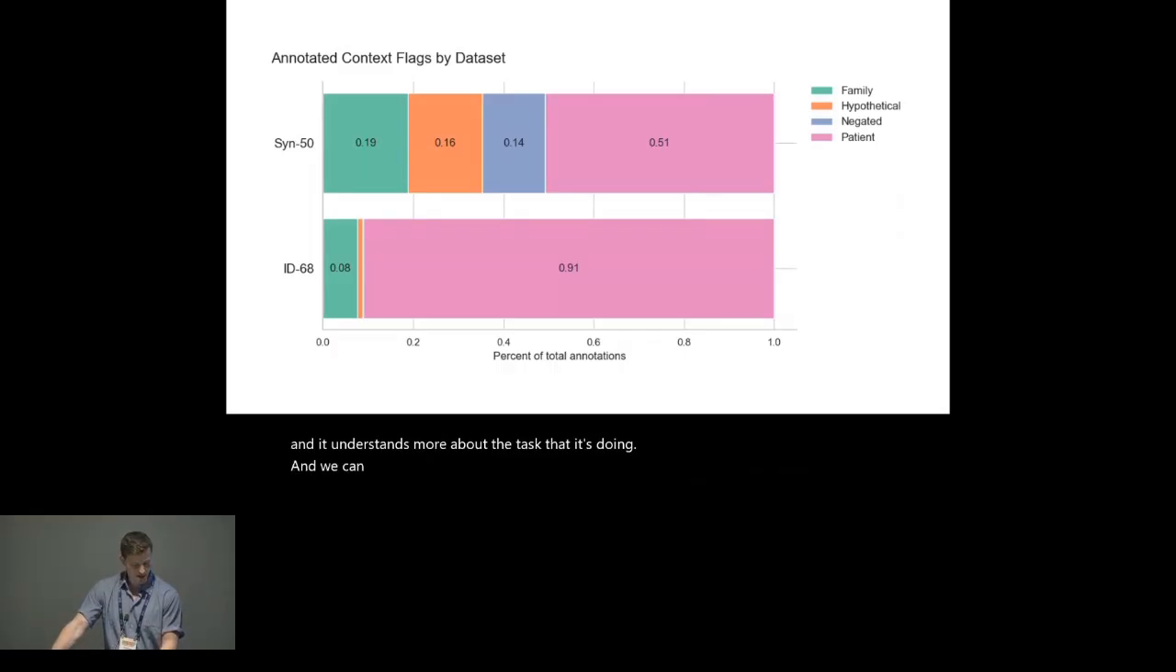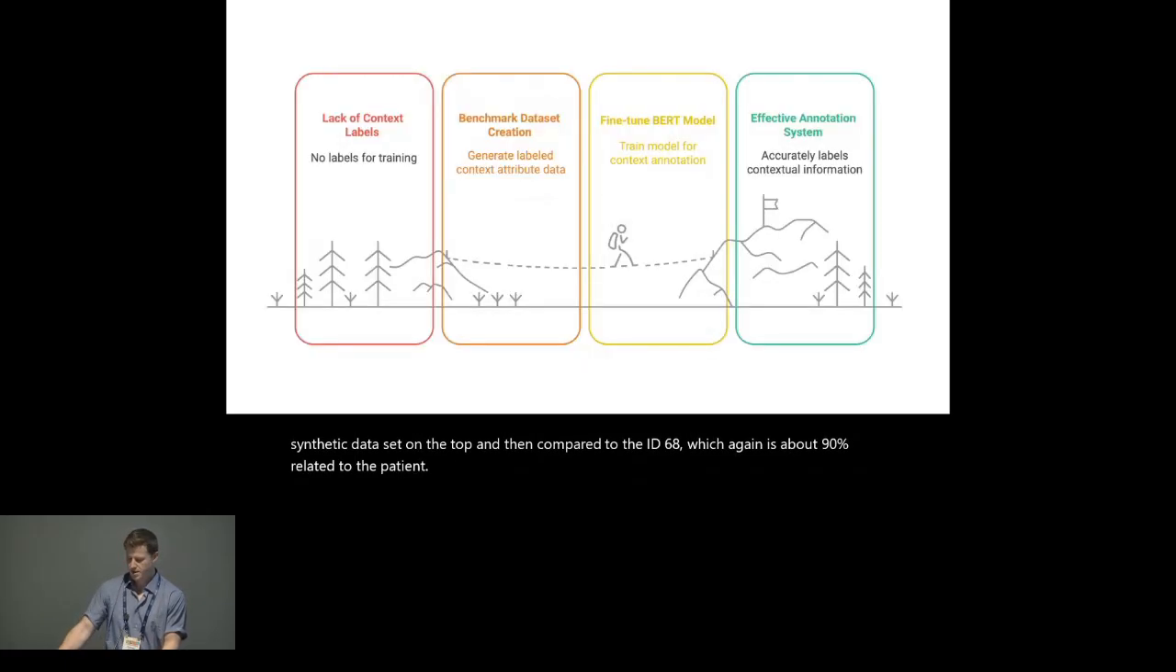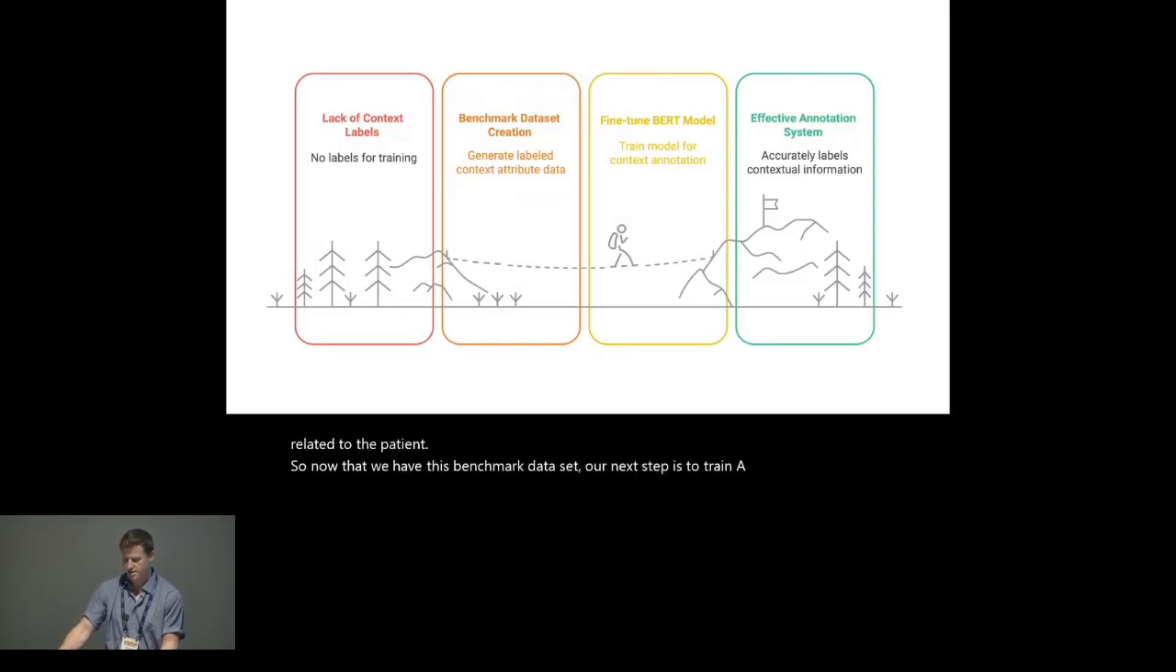And we can see that it successfully increased the diversity of the context attributes in our synthetic data set on the top, compared to the ID68, which again is about 90% related to the patient. So now that we have this benchmark data set, our next step is to train a model that can distinguish between these context attributes. And we're calling this model PhenoContext.